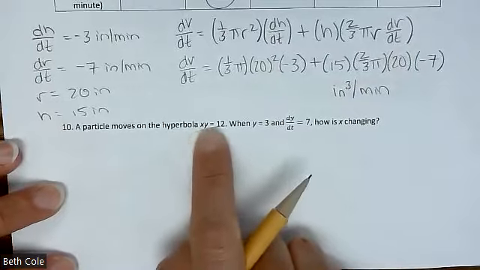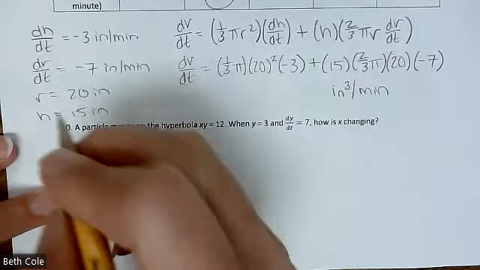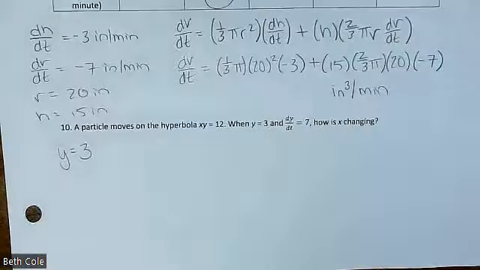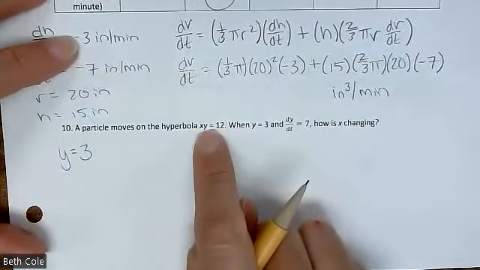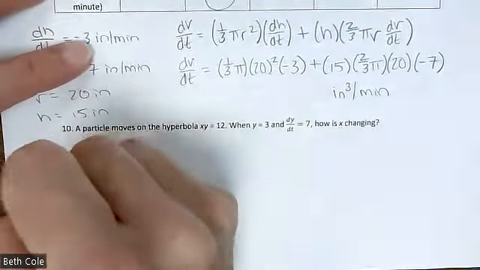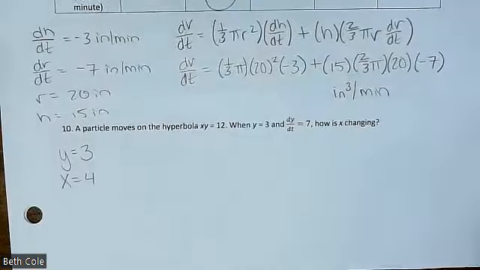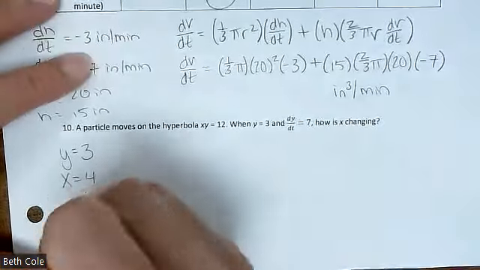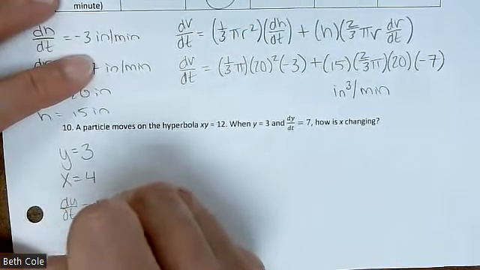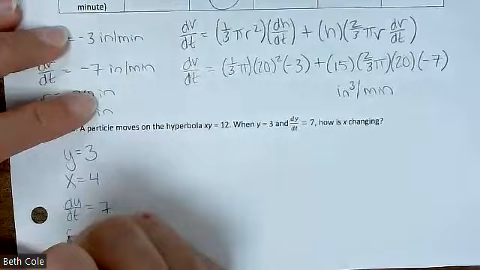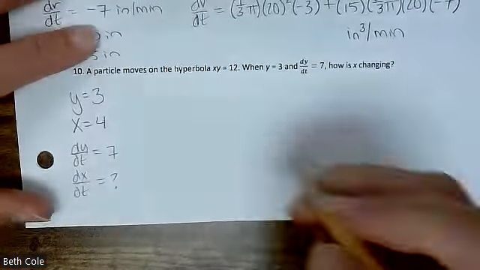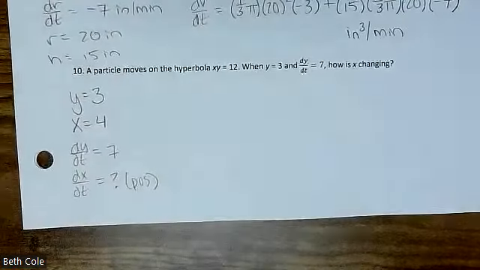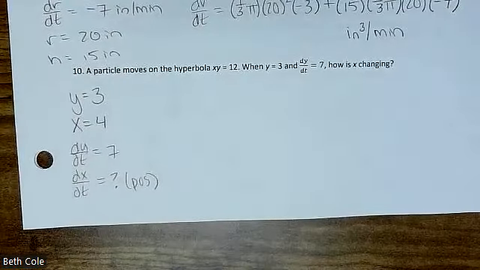Anyway, this is the formula for it. xy equals 12. y equals 3. Real quick, because we will need it: if y is 3, what's x? Good, okay. We can multiply. I'm going to write it down because we're going to need it. dy/dt is 7. How is x changing? So dx/dt is your question mark. So it should be positive. Everything else here is positive. There's no way we'd get a negative result.